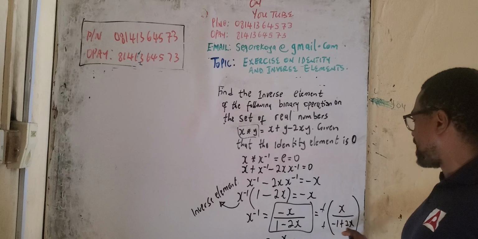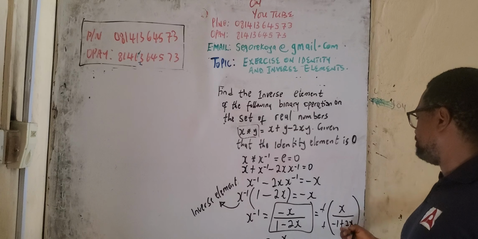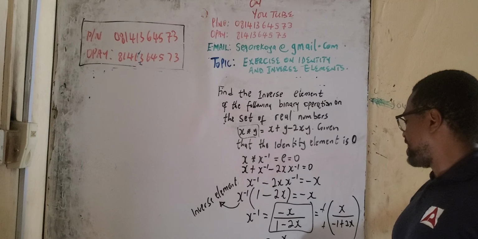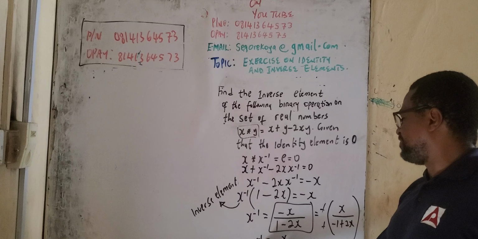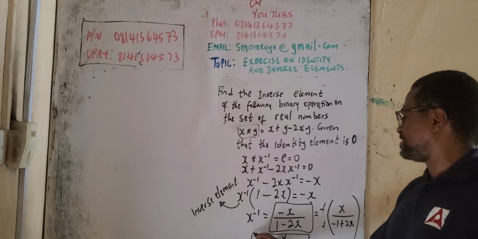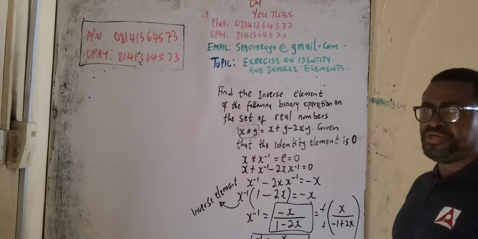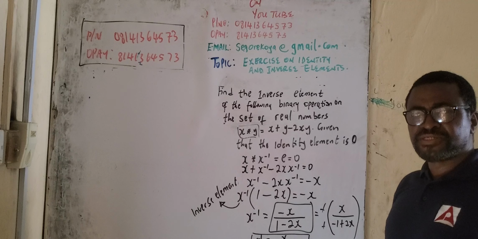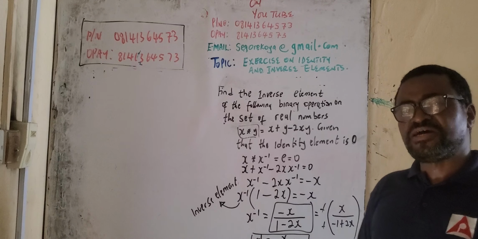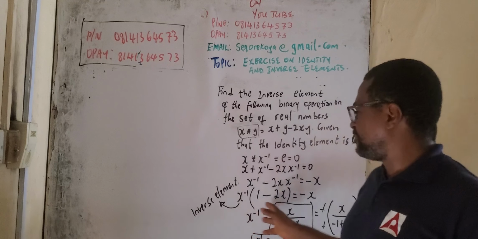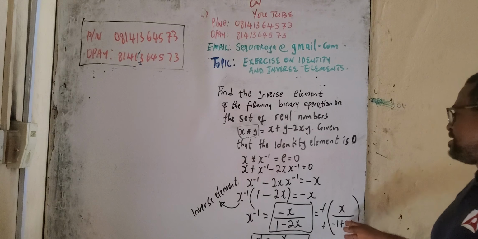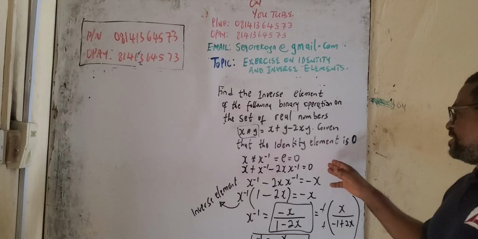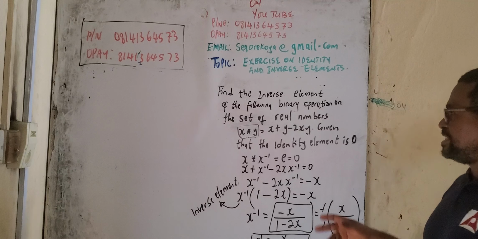I can rearrange this one according to the law of commutativity, so I can write it as 2x minus 1. So this x inverse can either be written in this format or in this format based on the expectation in the examination. Thank you so much. I believe that you must have learned one or two things concerning how to solve problems regarding inverse elements and identity elements.